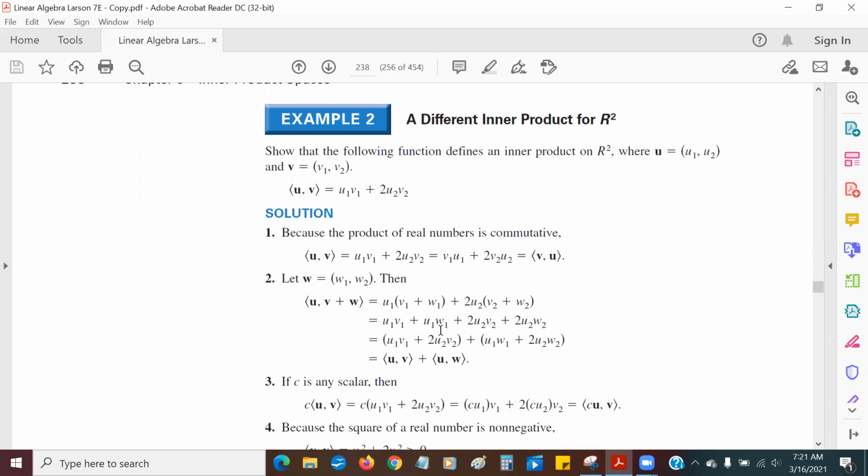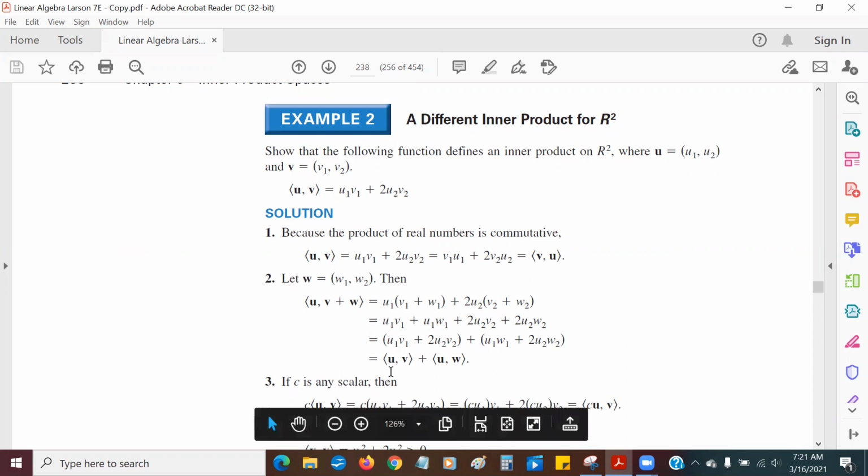So this is u1 v1 plus u1 w1. That's 2 u2 v2 plus 2 u2 w2. And now I can separate out. I could just reassociate, or reorganize everything, and I get this is equal to u1 v1 plus 2 u2 v2 plus u1 w1 plus 2 u2 w2. But this, by definition, is the inner product u comma v, and this parenthesis, by definition, is the inner product u comma w. So you see that second property works.